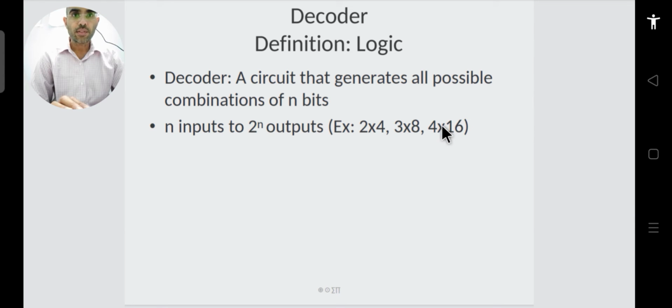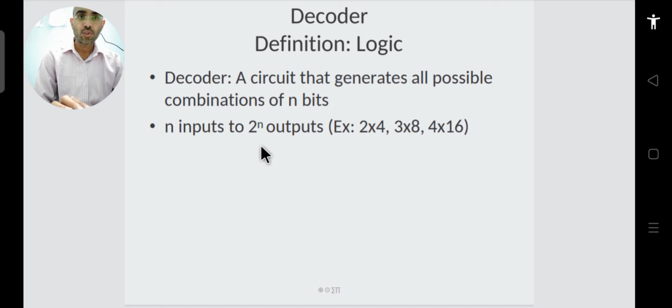Now let's see the decoder circuit. The decoder is nothing but a circuit that generates all the possible combinations of n bits. Rather, it generates all the min terms. A circuit which generates all the min terms corresponding to the n variables, or the n inputs, is called a decoder. So if there are n inputs, then all the 2 to the power n possible combinations will be generated by a decoder.